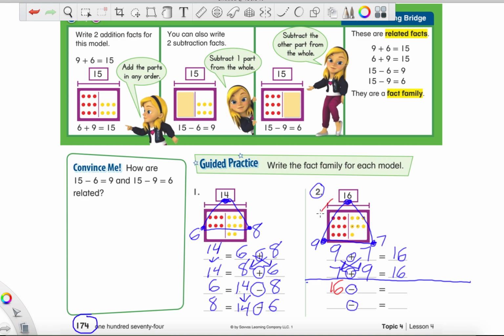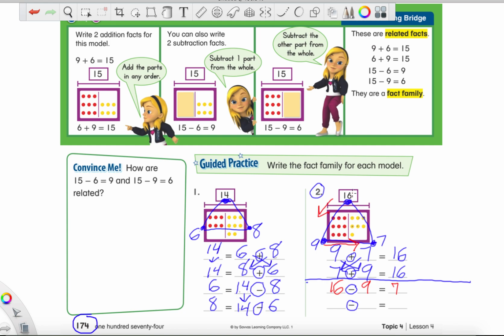Go down the first side. We hit the 9 first, so 9 goes in the first spot. And then we cut across. We hit 7. 7 goes in the second spot. And that number sentence is done. Now we're going to do the same thing, but in the opposite direction.